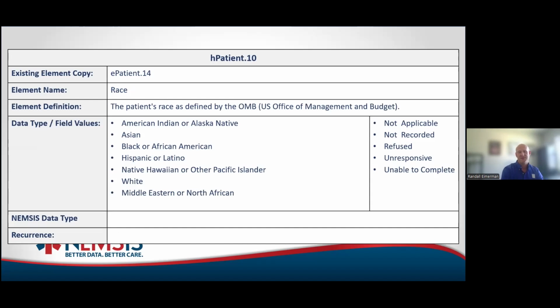Next data element, HPatient.10. The existing element copy is ePatient 14. The element name is the race. The definition, the patient's race as defined by OMB, or the U.S. Office of Management and Budget.